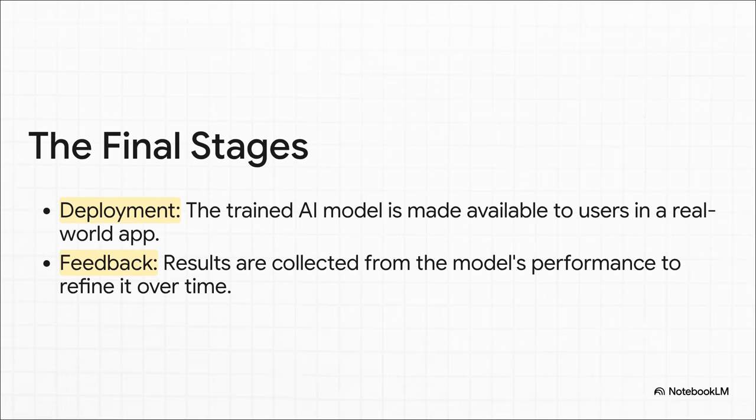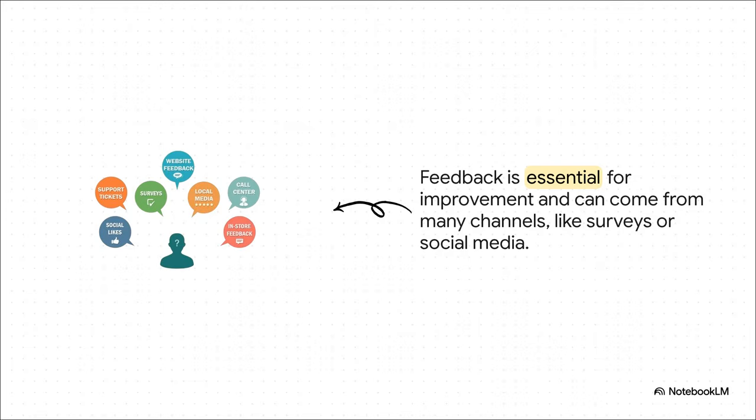But the job's not done. The second part of this is feedback. We have to watch how it performs out there and collect all the data we can on its results. And that feedback can come from literally everywhere. We can get it from user surveys, comments on social media, support tickets, even from call center logs. All of this information is pure gold. It gives us the clues we need to keep making our model better and better over time.